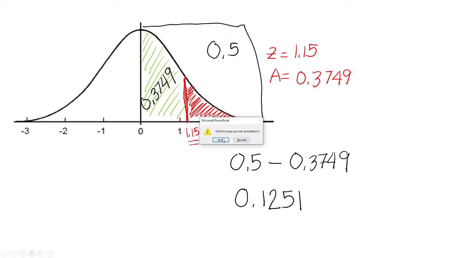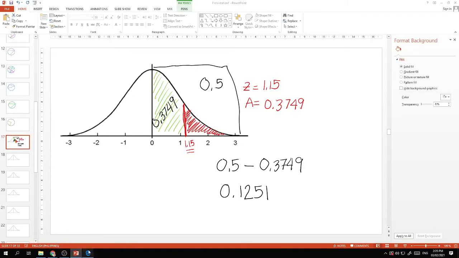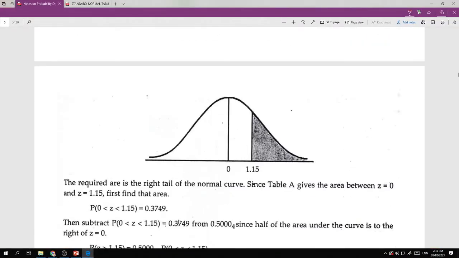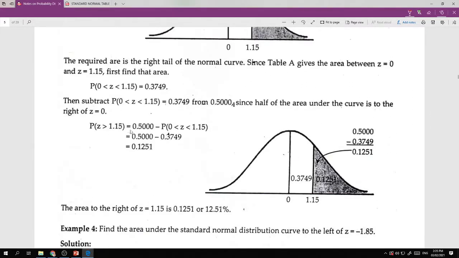So look at the solution. Let's go back to our problem. Look at the solution here. So meaning, the area where z is greater than 1.15 is simply 0.1251. Questions about example number 3? Okay, let's continue. So take note, the area to the right of z is simply 0.1251 or 12.51%.